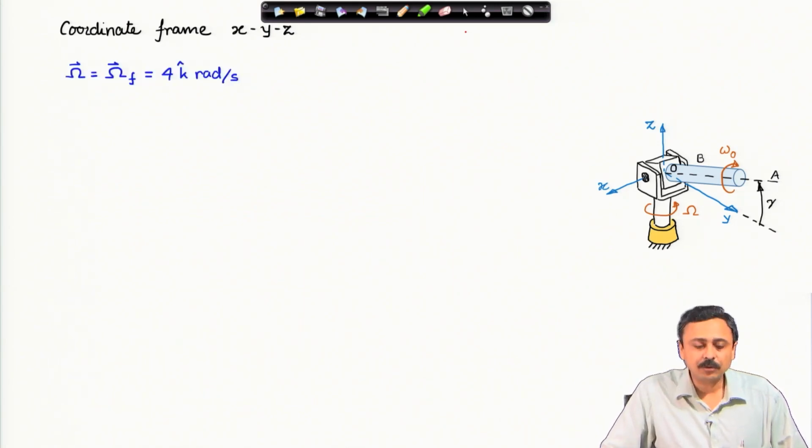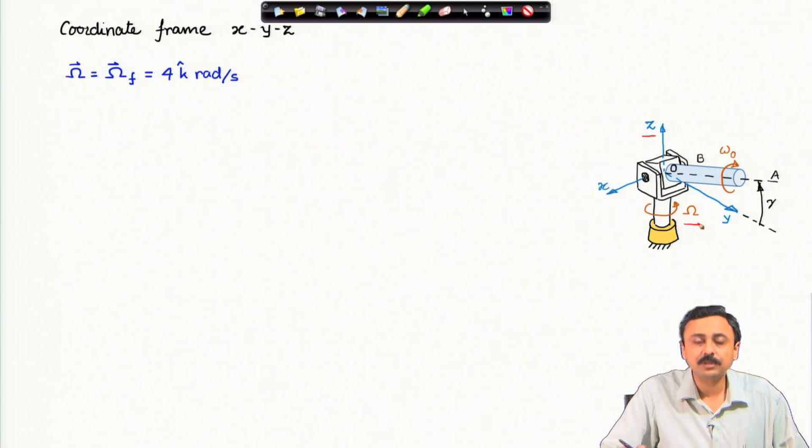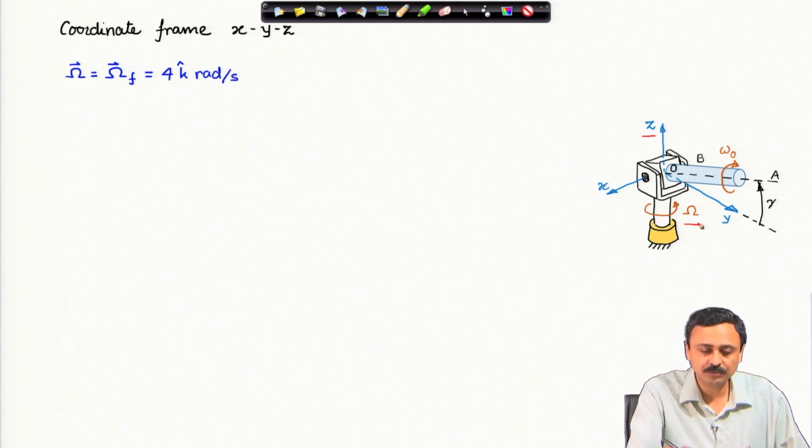Let us express these vectors in the frame we have chosen, the xyz frame. The frame angular velocity is straight away 4 k cap radian per second, because it is along the z direction. Omega is about the z axis, therefore, it is 4 k cap radian per second.